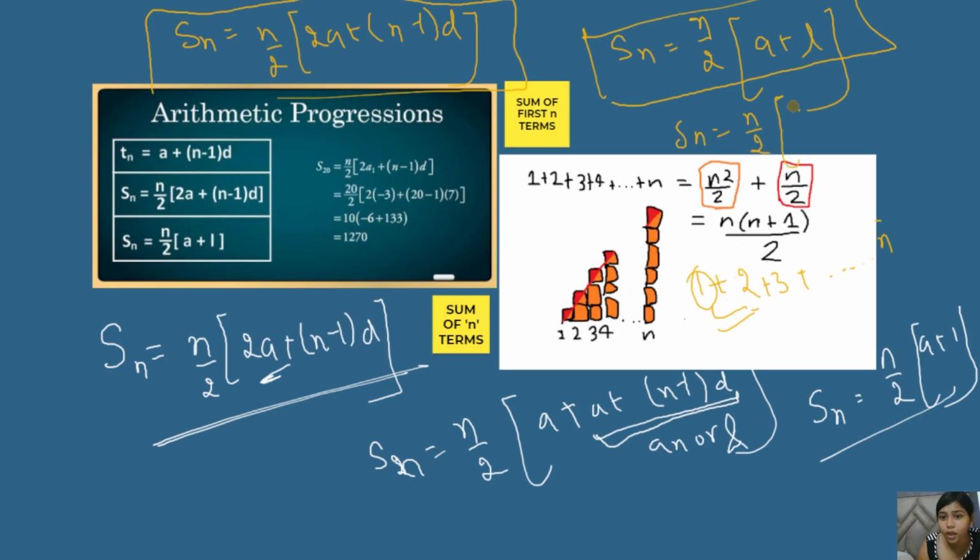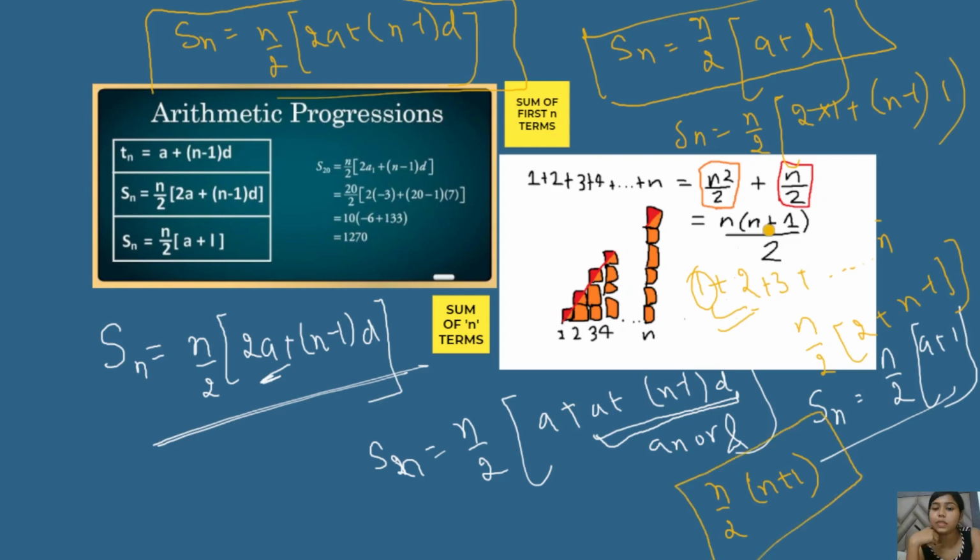So in 2a, instead of a we can put 1 plus n minus 1, and instead of d we can put 1. So what we'll be getting is n by 2 into 2 plus n minus 1, which gives n by 2 into n plus 1. This is for the first n terms. When the AP is 1 to n, then the sum will be Sn equals n by 2 into n plus 1. I hope this is clear to you.